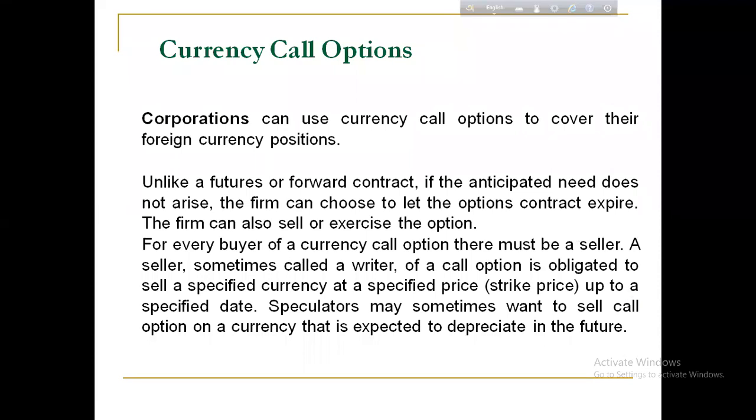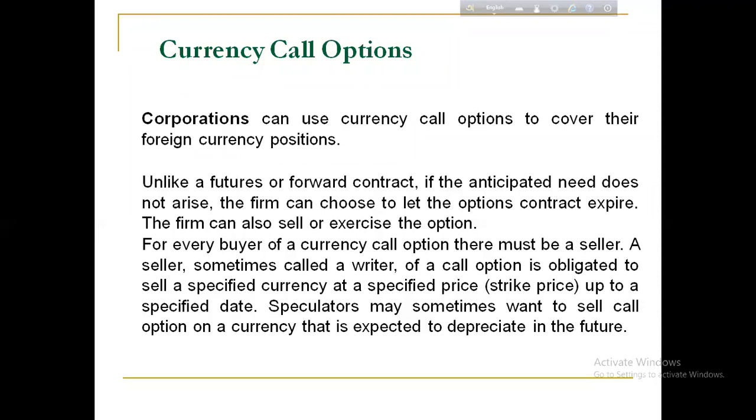So corporations can use currency call options to cover their foreign currency positions. Unlike a futures or forward contract, if the anticipated need does not arise, the firm can choose to let the option contract expire. The firm can also sell or exercise the option. So we already discussed that it is a right. It is not an obligation.